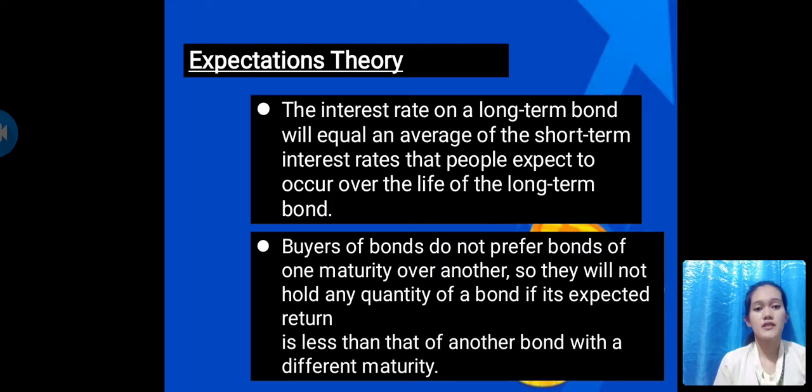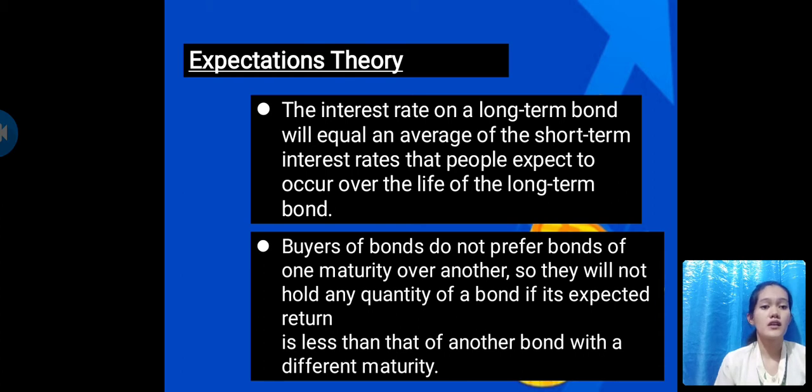So, for example, if people expect that the short-term interest rate will be 10% on average over the coming 5 years, the expectations theory predicts that the interest rate on bonds with 5 years to maturity will be 10%, since the long-term bond will equal an average of the short-term interest rates.